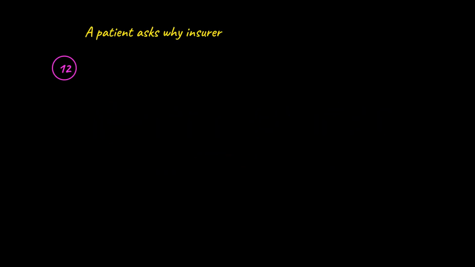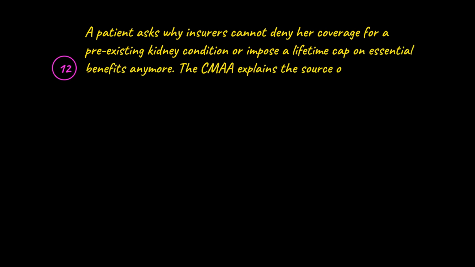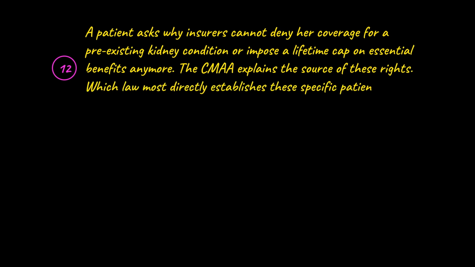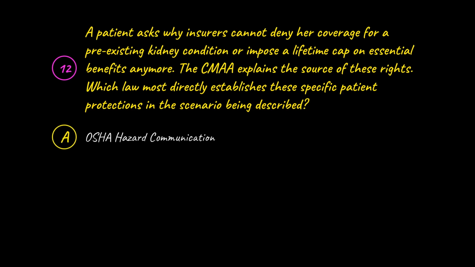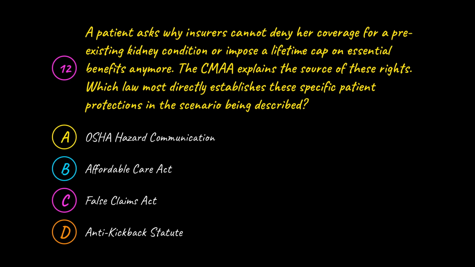Question 12. A patient asks why insurers cannot deny her coverage for a pre-existing kidney condition or impose a lifetime cap on essential benefits anymore. The CMAA explains the source of these rights. Which law most directly establishes these specific patient protections in the scenario being described? Your options are A. OSHA Hazard Communication, B. Affordable Care Act, C. False Claims Act, D. Anti-Kickback Statute. What's your answer? Commit to one before I continue.